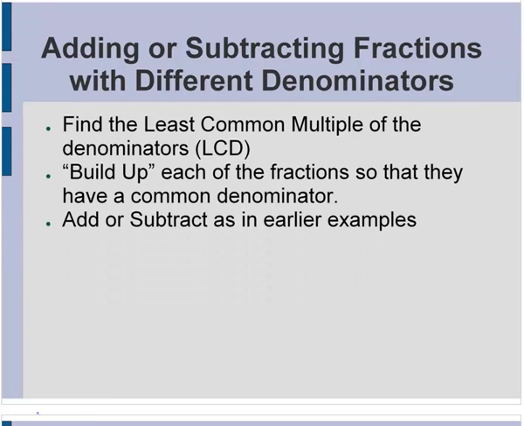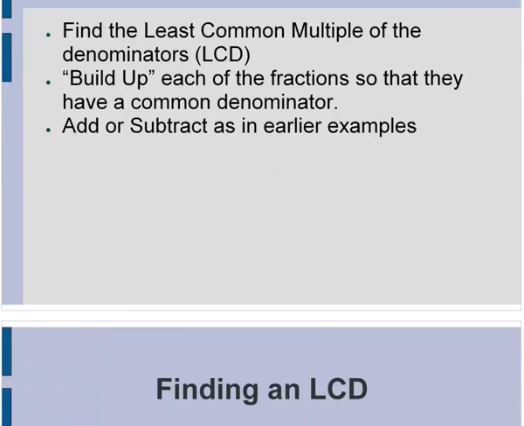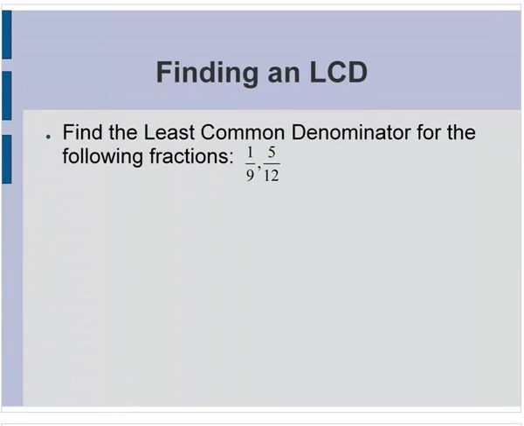Now, if you don't have a common denominator, so if you want to add or subtract fractions with different denominators, you have to first find what we call the least common multiple of the denominators, which we will abbreviate the LCD. You have to build up the fractions so that they have a common denominator, and then you can add or subtract as in the earlier examples. Now, how to find an LCD?